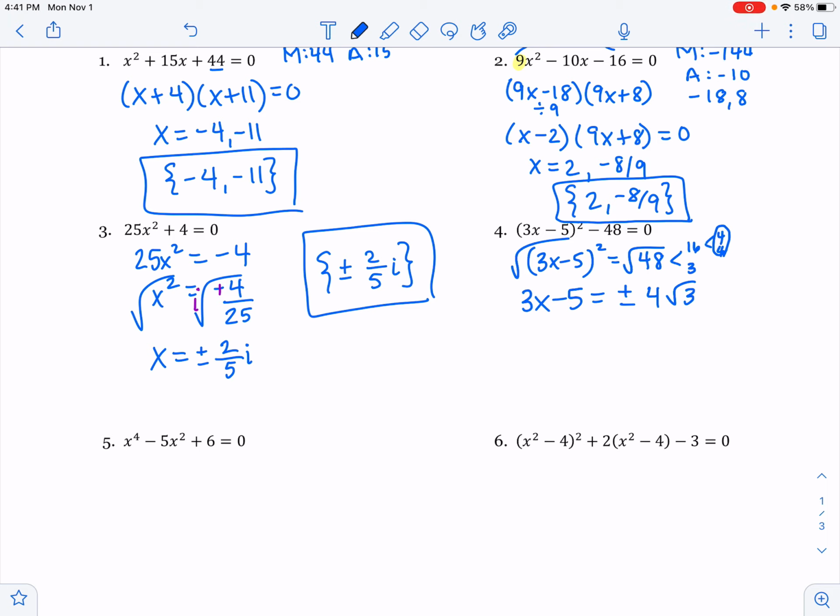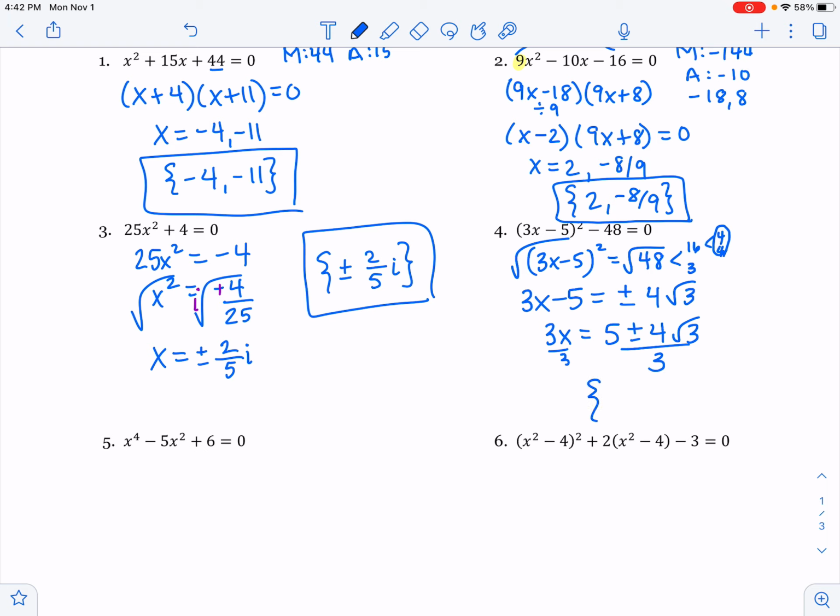Then my job is to isolate the x, so I'm going to add 5. And I can't actually add, or excuse me, add 5 to the positive and negative 4 square roots of 3, because the 5 doesn't have that square root of 3 attached to it. So I'm just going to leave it. And then I'm going to divide by 3.